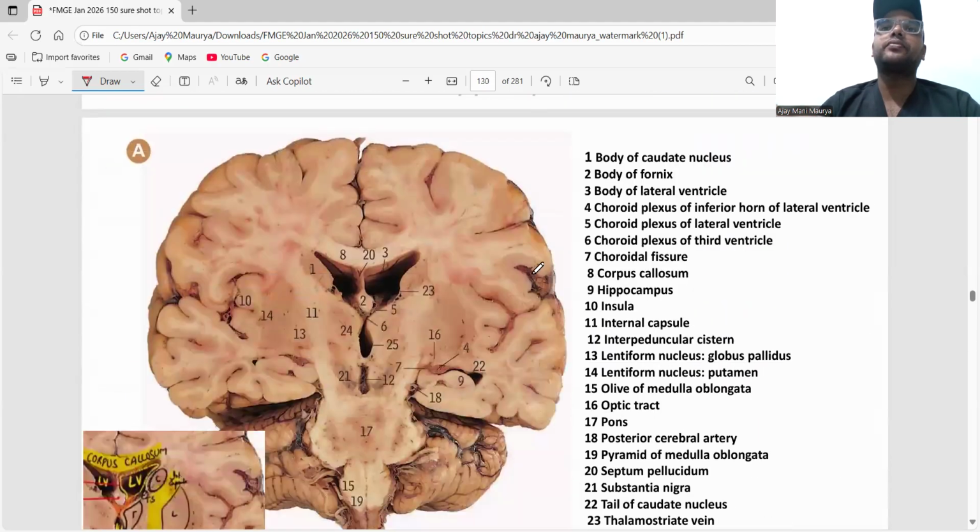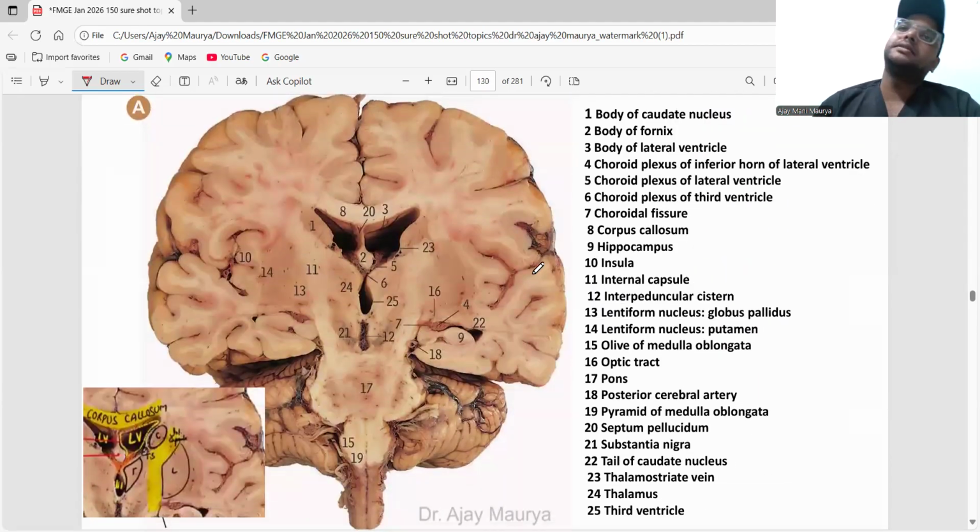This one also, guys, image based questions. One MCQ will come, and I will mark the important points you have to remember. Now just remember these points. As you know, this is the thalamus. This is the corpus callosum connecting the two cerebral hemispheres.